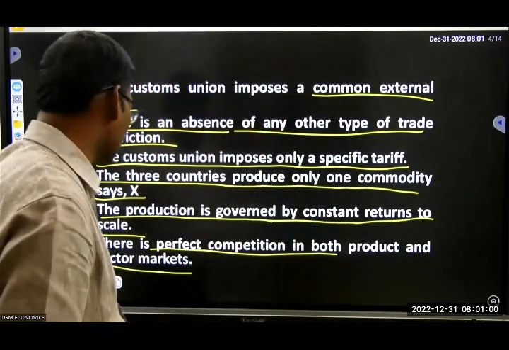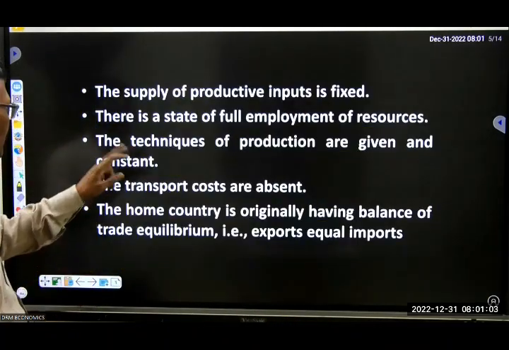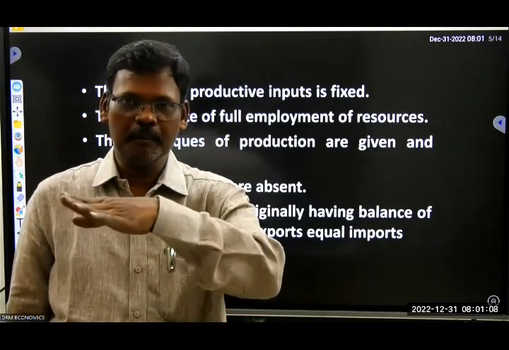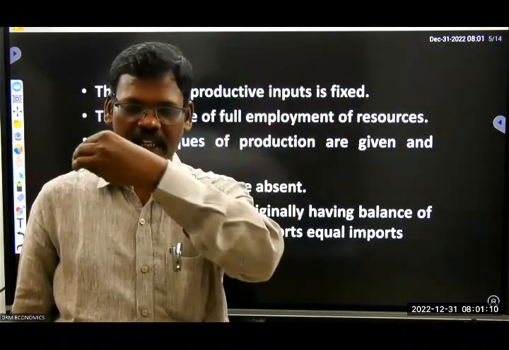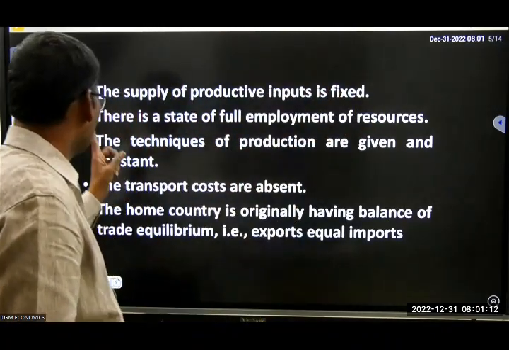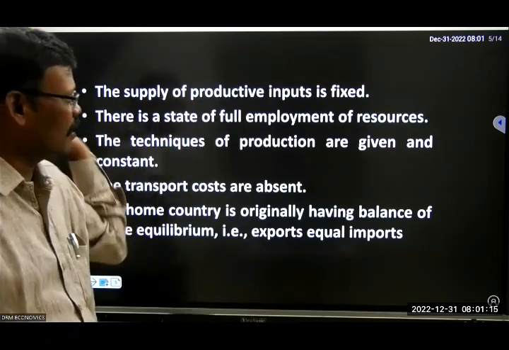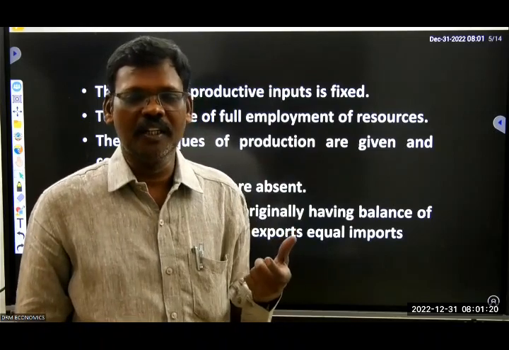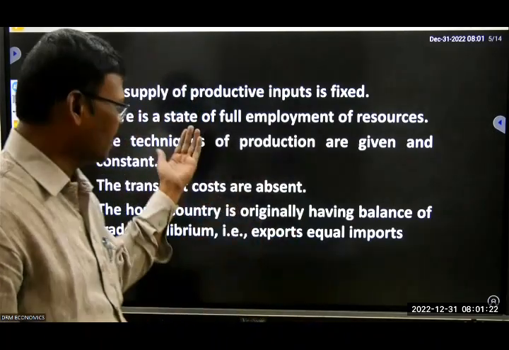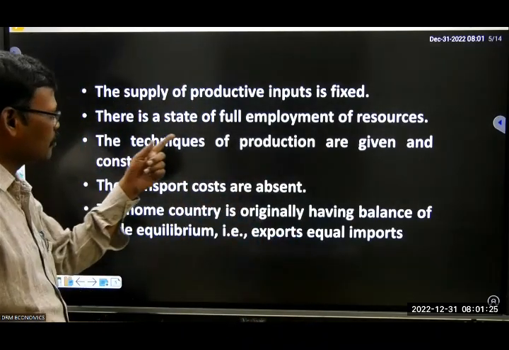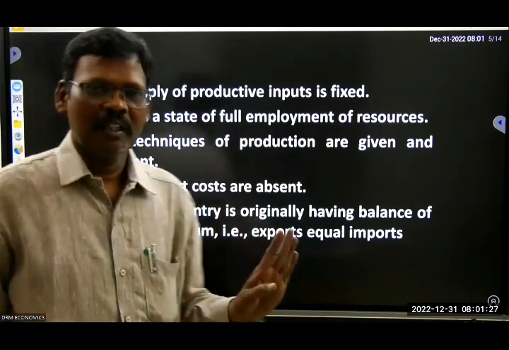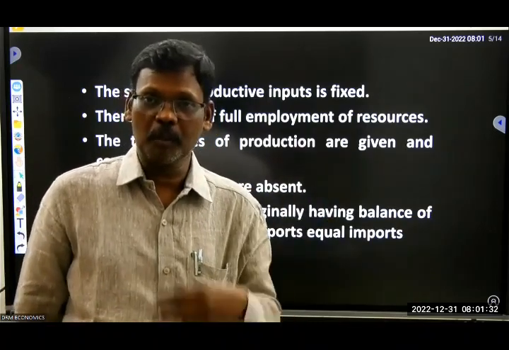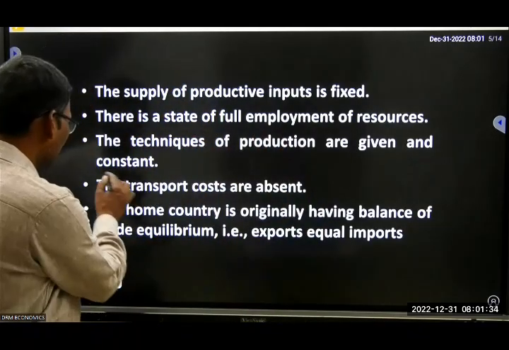Like the characteristics of a perfect competition market, the supply of productive inputs is fixed. Please remember, inputs are not changing, so they are fixed, and there is a state of full employment of resources. All these are the assumptions when we talk about the partial equilibrium of the customs union. The techniques of production are given and constant. Inputs not changing means the technology, the production function, is constant.